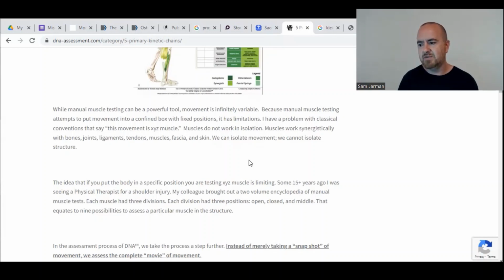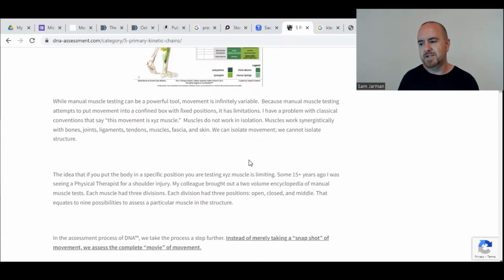It has its limitations. I have a problem with classical conventions that say this movement is XYZ muscles. Muscles do not work in isolation. Muscles work synergistically with bones, joints, ligaments, tendons, muscle, fascia, and skin. We can isolate movement. We cannot isolate structure.